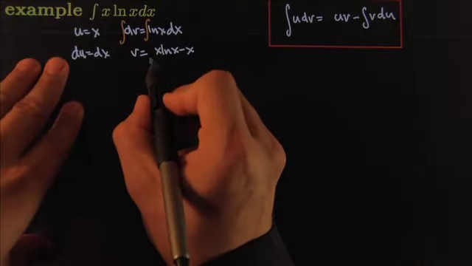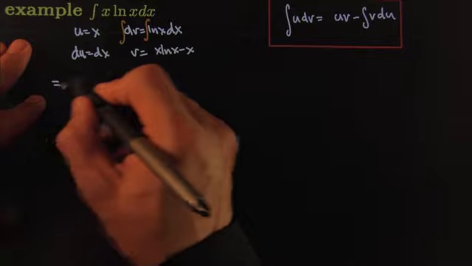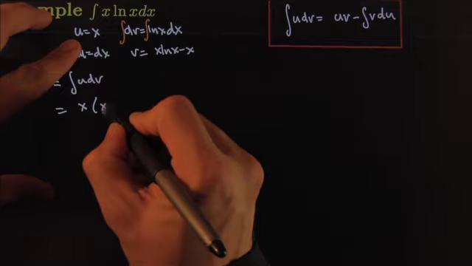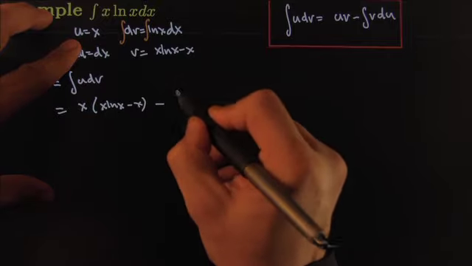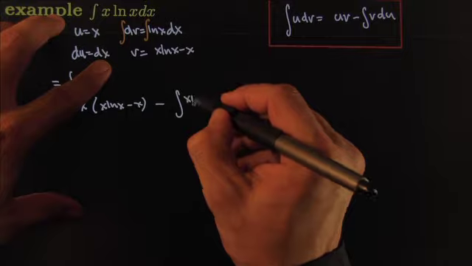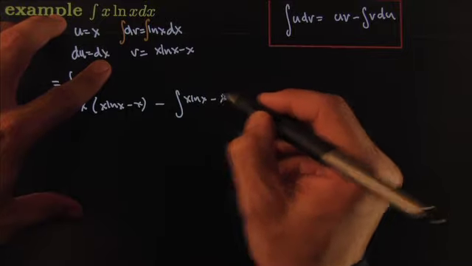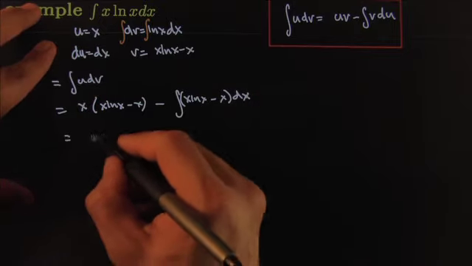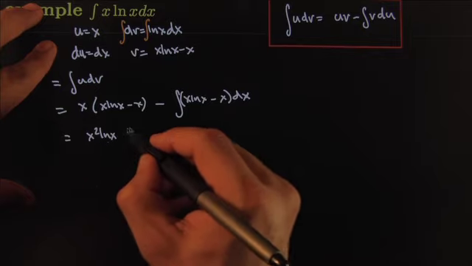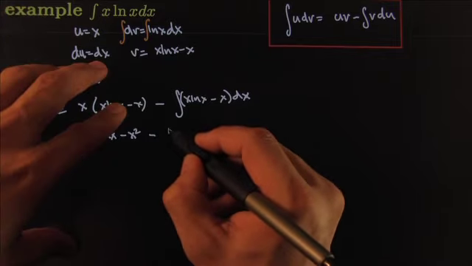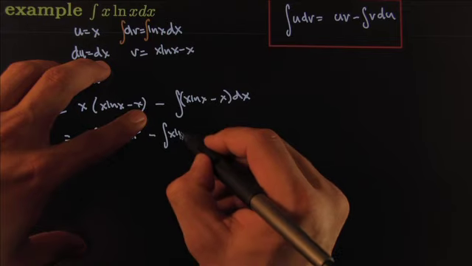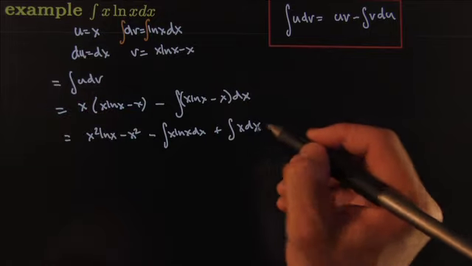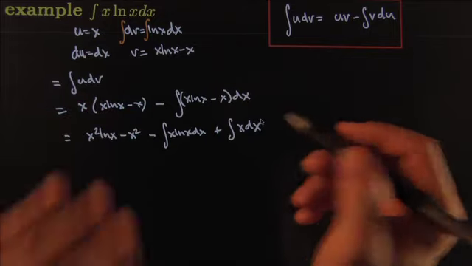And now what? Now you could say, well, this integral, the integral of u dv, is equal to u times v, so it's x times (x ln of x minus x), minus the integral of v du, (x ln of x minus x) times dx. And so that becomes equal to x squared ln of x minus x squared minus, I'm going to distribute, the integral of x ln of x dx plus the integral of x dx. And now you think, whoa, we just made it a lot harder. Maybe, maybe not.